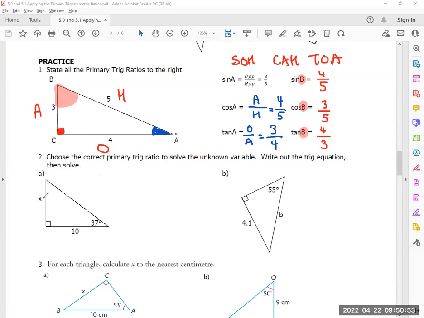Here we go. Choose the correct primary trig ratio to solve the unknown variable. So I'm looking for this letter right here. Write out the trig equation and then solve. Okay. Step 1, we have a right angle triangle. We can use SOHCAHTOA. What angle are we given? This is going to be my theta, okay? With respect to 37, which side is my hypotenuse? Which side is my opposite? And which side is my adjacent?